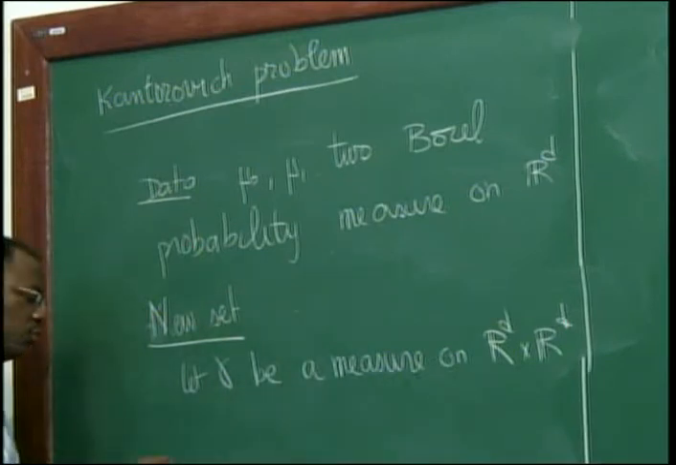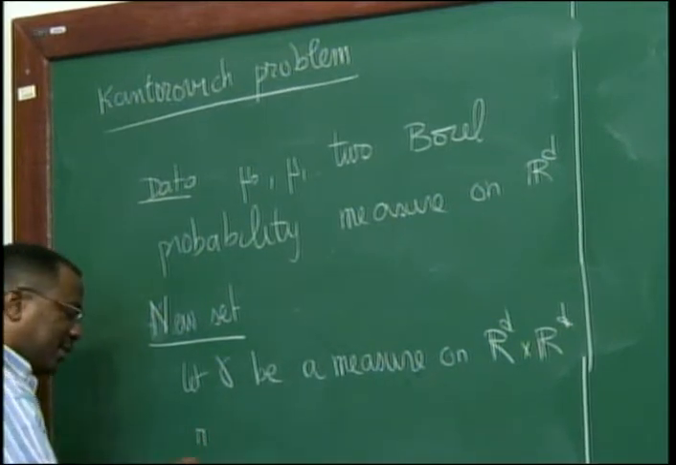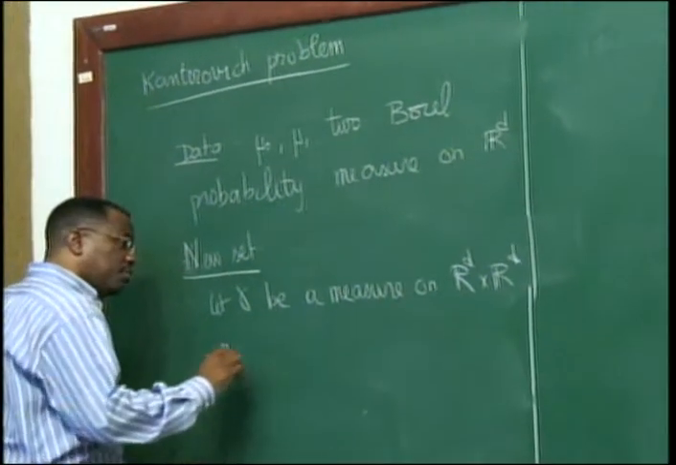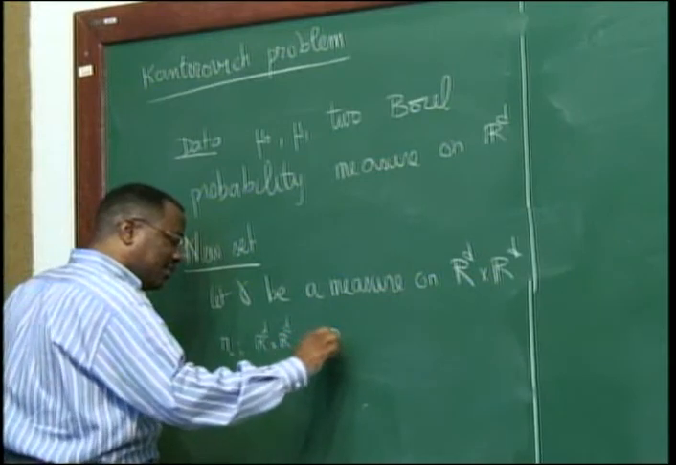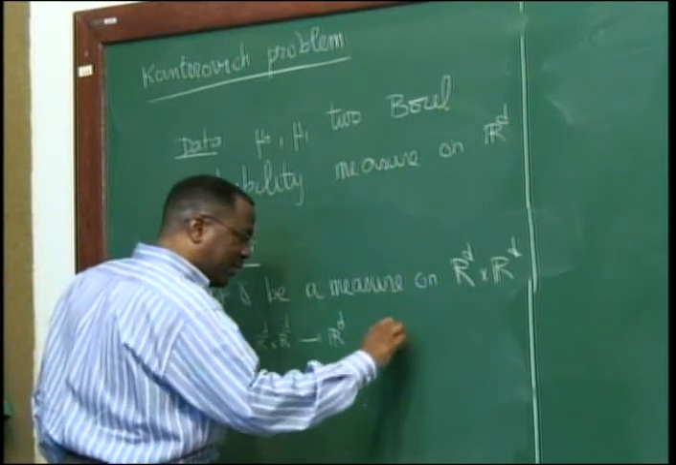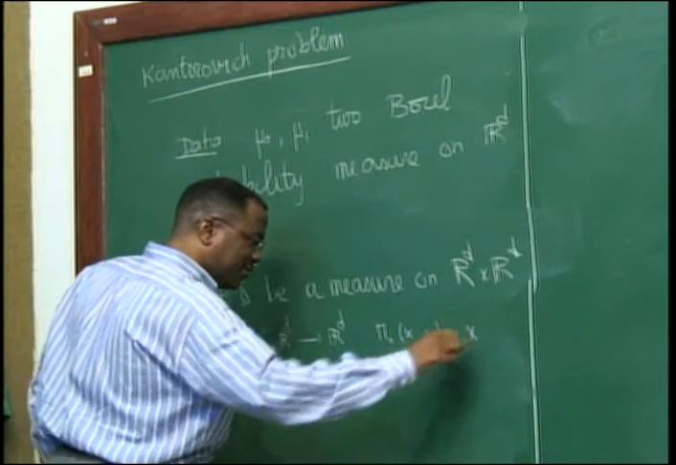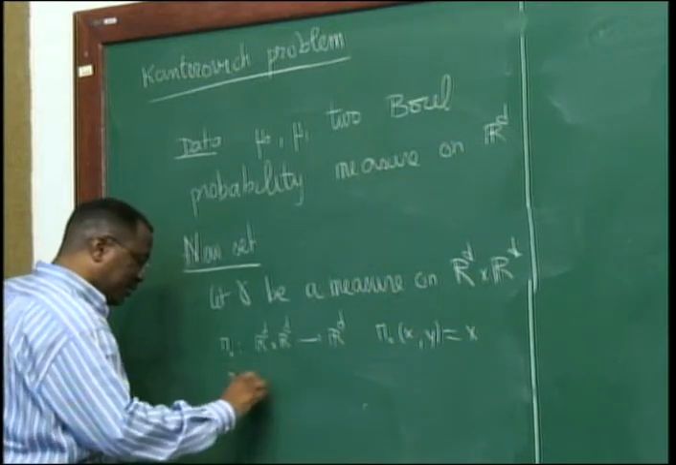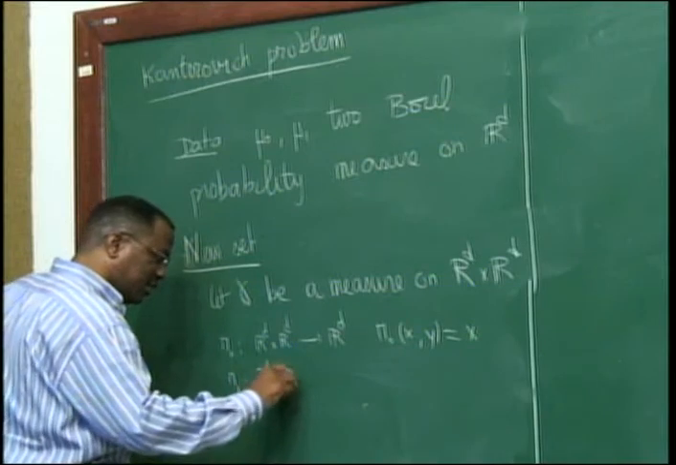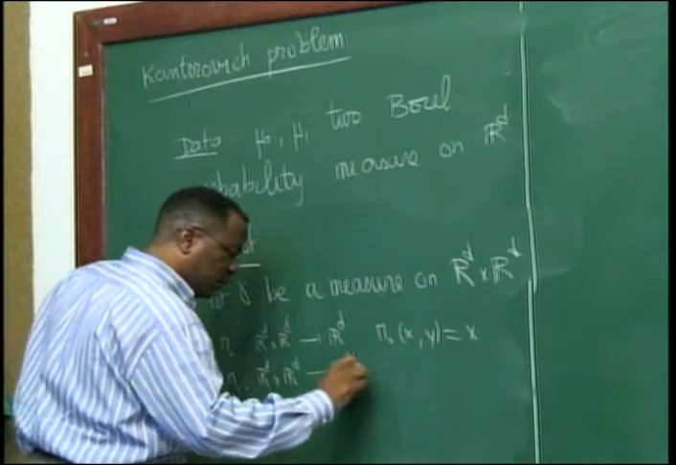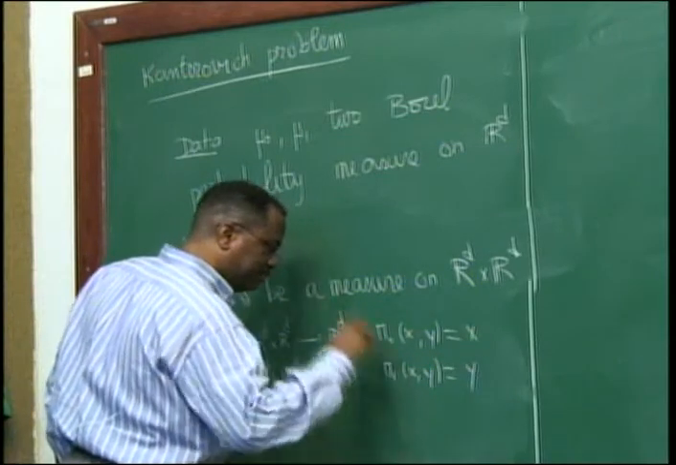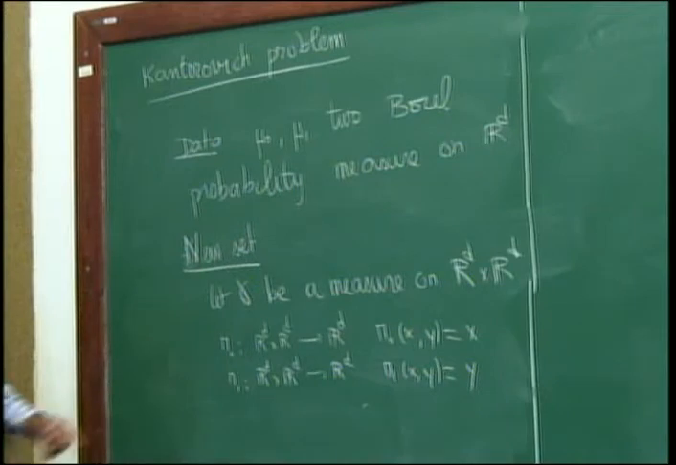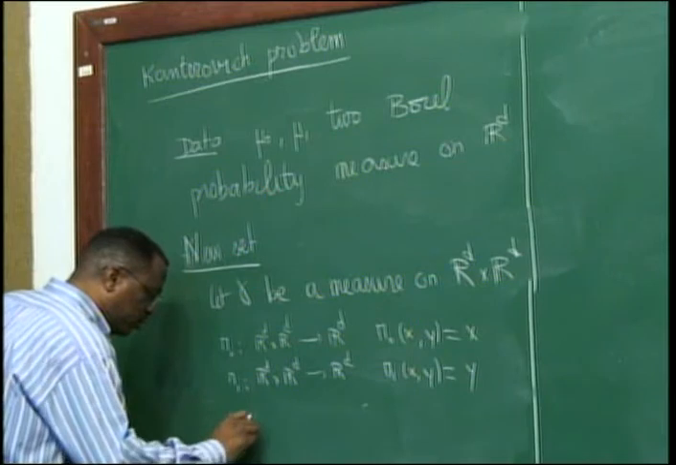So consider the two projections, pi naught. This is a projection from RD cross RD to RD, defined by pi naught of xy is x, and pi 1 from RD cross RD to RD. This is the projection defined by pi 1 of xy is y. And I am going to use pi naught to push gamma.